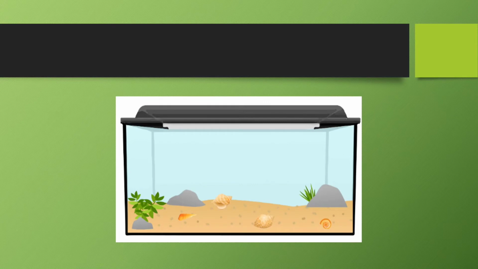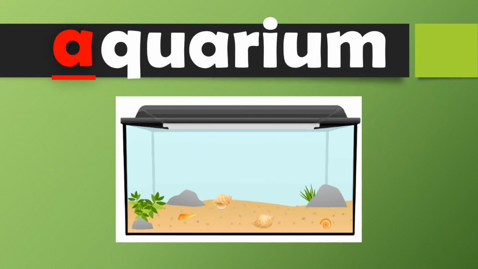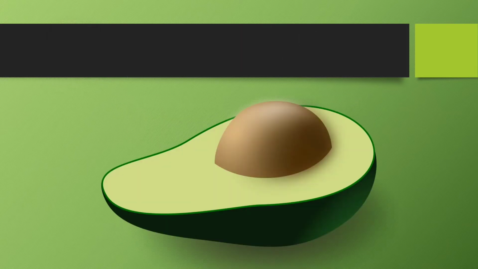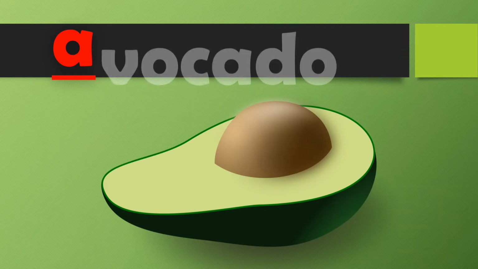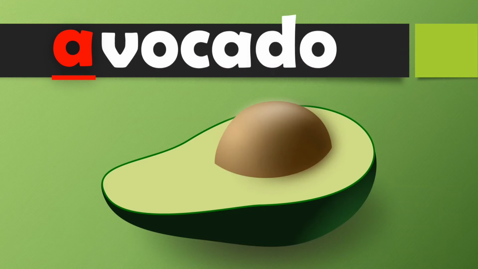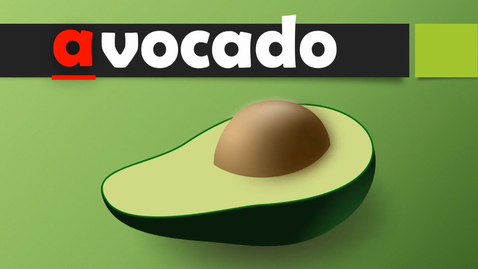This is a tank for fishes. Aquarium. Again, aquarium. It's another fruit. What is this? Avocado. Again, avocado.